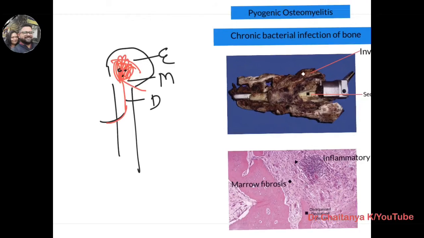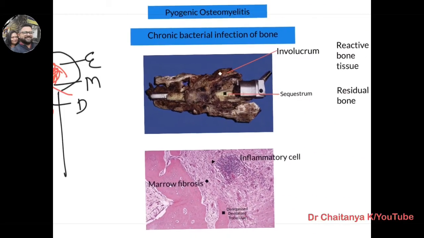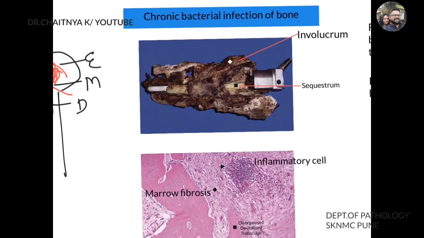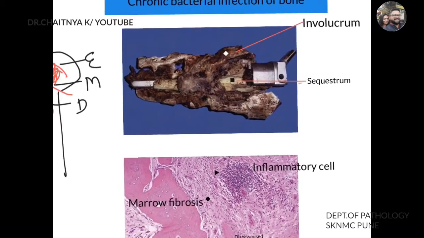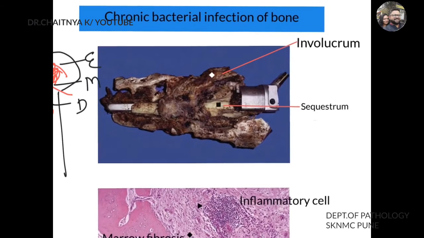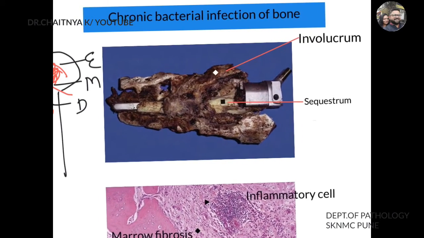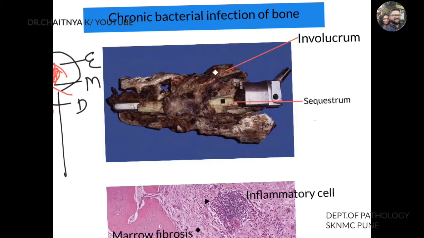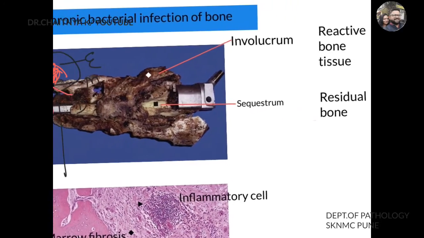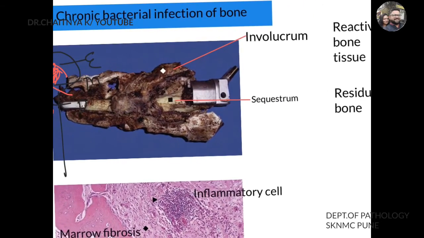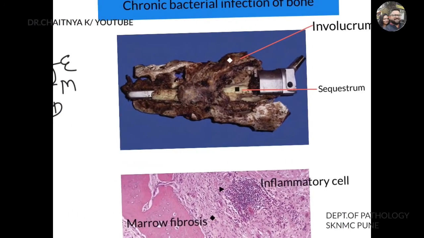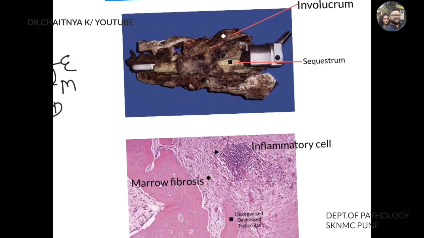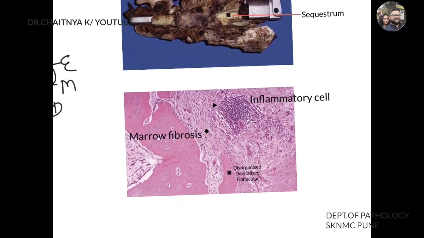So coming to osteomyelitis, pyogenic osteomyelitis, pyo means bacterial, and it may be acute or chronic. So in case of the chronic, there are 2 things which we can learn, that is the involucrum and sequestrum. So these are the 2 terms you should know, what is meant by involucrum and what is meant by sequestrum. When there is a bone infection, either acute or chronic, the bone will give a reaction, and that reaction is called the involucrum, the reactive bone tissue, and when there is a residual bone or dead bone, it is called the sequestrum. So these things can be seen in case of bacterial infection in the bone, that is the pyogenic osteomyelitis, and this is the gross picture of the osteomyelitis.